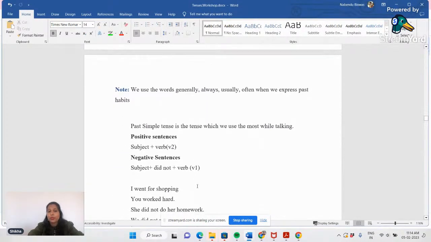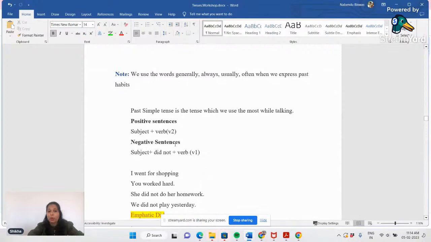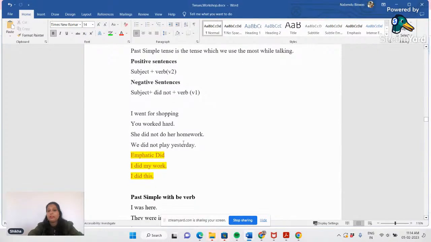So some words which you can use to show actions which were your habits in the past would be generally, always, usually, often. Okay, these are the words which you can use to show that these were your habits in the past. Like, I generally used to visit my aunt's house when I was a child, right? Then for positive sentences, we will use subject plus the V2 form of the verb. V2 form means again past tense.